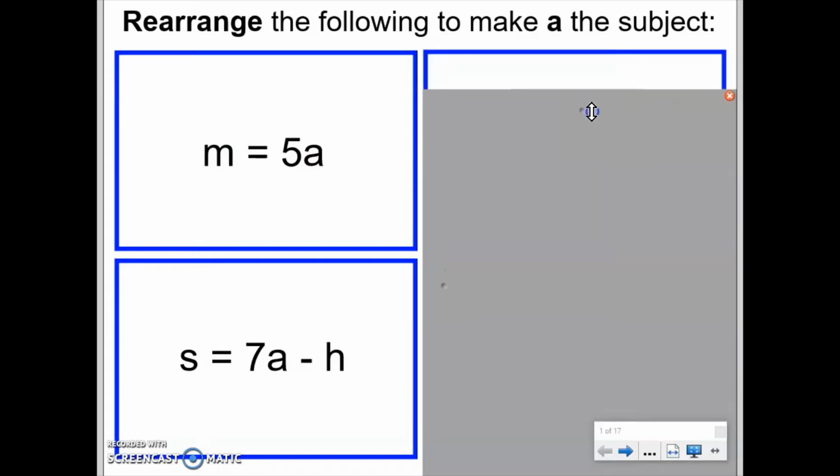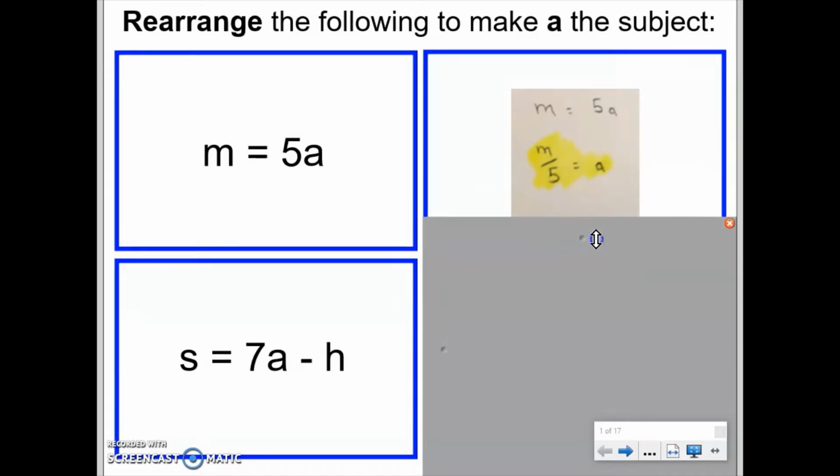So my working is going to look like this. There's my original question. I'm going to divide 5 from each side. So dividing 5 from this side leaves me with m over 5, or m divided by 5. And if I divide this side by 5, then of course I'm just left with a. Now I have a by itself. I've completed the question because I've made a the subject.